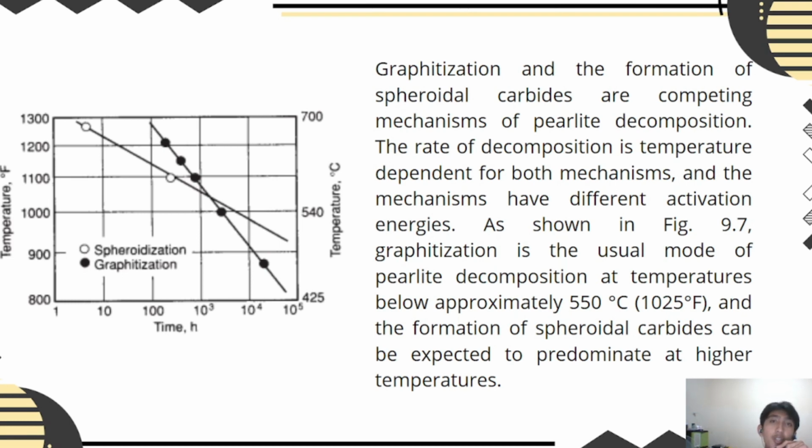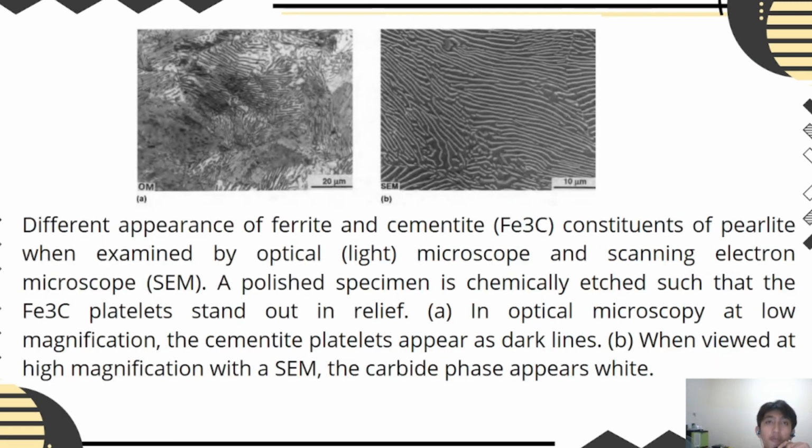Lamellation and the formation of spherical carbides are accompanying mechanisms of pearlite decomposition. The rate of decomposition is temperature dependent for both mechanisms, and the mechanisms have different activation energies. As shown in that picture, lamellation is the usual mode of pearlite decomposition at temperatures below approximately, and the formation of spherical carbides can be expected to predominate at higher temperatures.